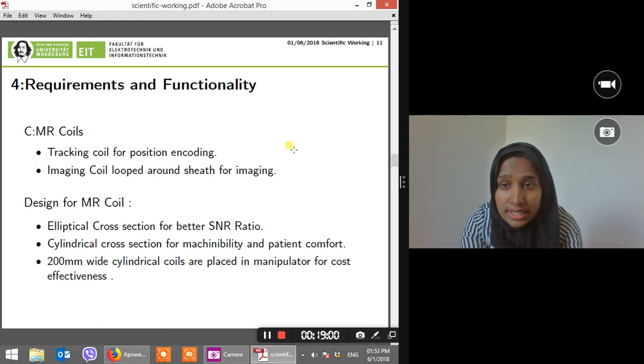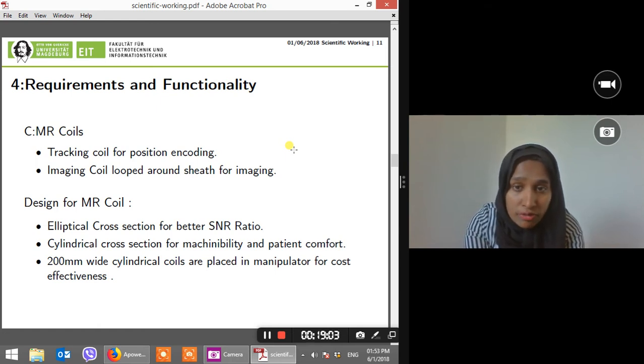Design for MR coils: elliptical cross sections give a better SNR ratio, while cylindrical cross sections are for patient comfort, and as I explained before, the elliptical channel and cylindrical channel. So elliptical has higher SNR ratios, but it causes discomfort for the patient, so we don't prefer the elliptical one. We will prefer the cylindrical one, because of its cost effectiveness and keeping the comfort of the patient in mind.